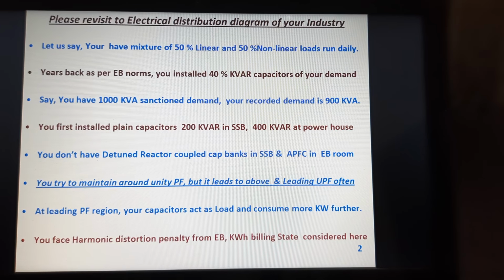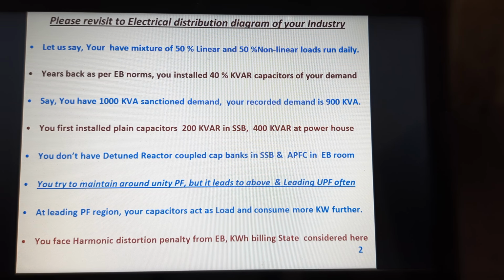So, revisiting the plant electrical distribution diagram, let us say you have a mixture of 50% linear and non-linear loads running daily. Years back, as per the EB norms, you installed around 40% kVA capacitors of your demand. Say you have 1000 kVA sanction demand and you are recording around 900 kVA now. You first installed plain capacitors of 200 kVA at the SSB and 400 kVA at the powerhouse. You do not have detuned reactor coupled capacitor banks in the SSB, and you do not have APFC in the EB powerhouse.